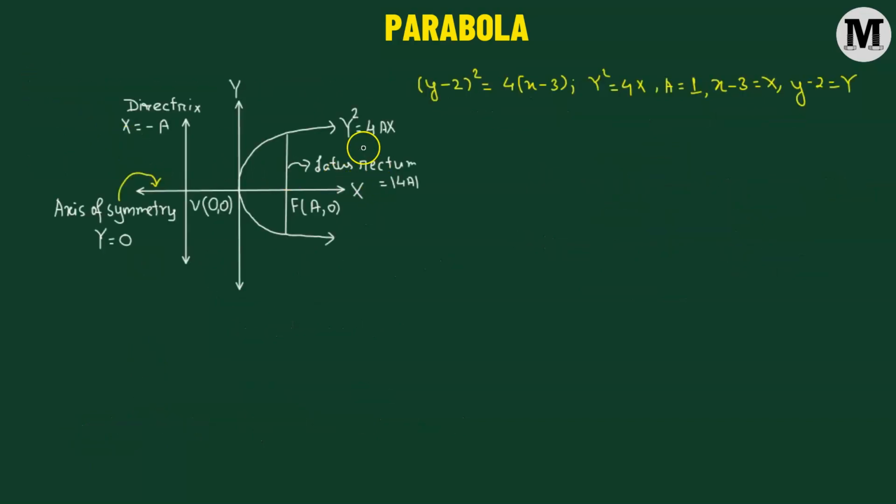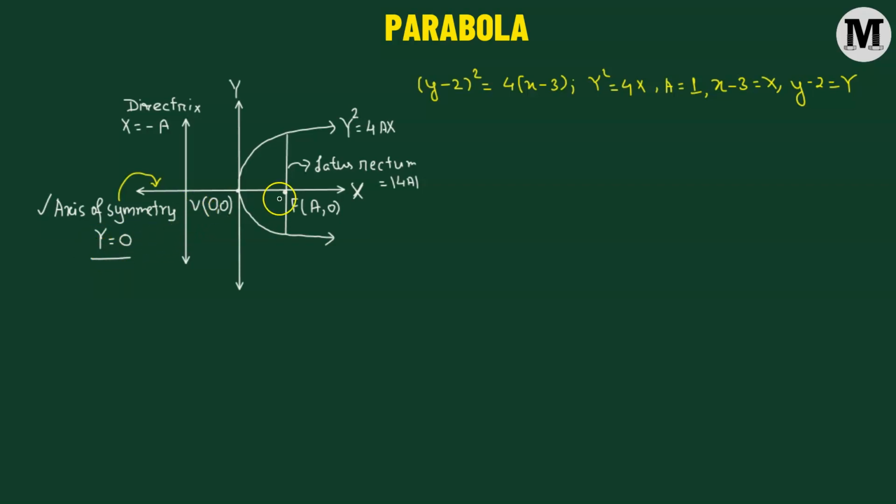So here we have the graph of the parabola y squared equals 4ax. This is a right-facing parabola with the coordinates of the vertex at the origin 0, 0. The coordinates of the focus of the parabola will be a, 0. The line on which the vertex and the focus of the parabola lie is referred to as the axis of symmetry line. Since this axis of symmetry line is along the x-axis, the equation of the axis of symmetry line is y equals 0.